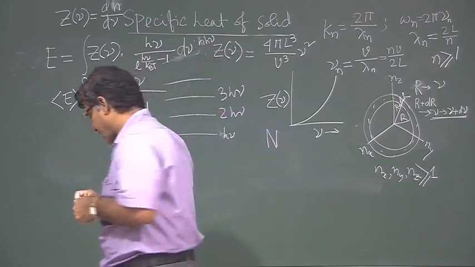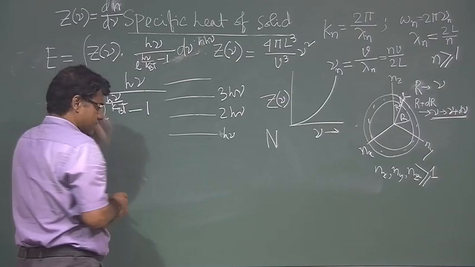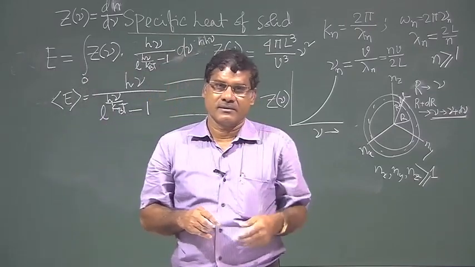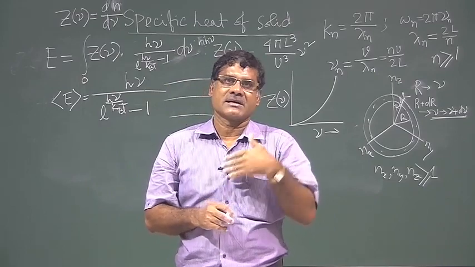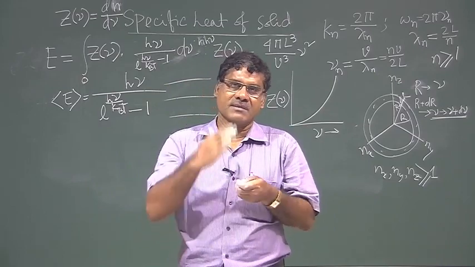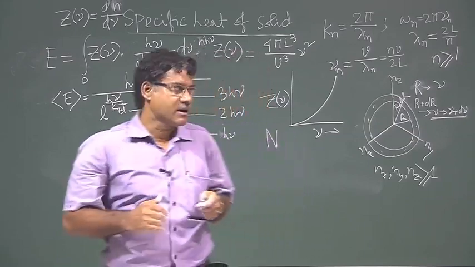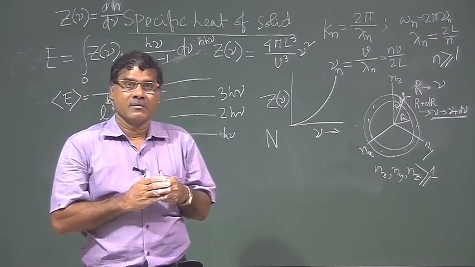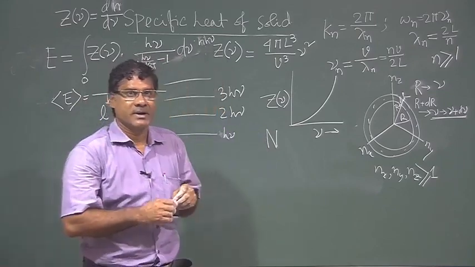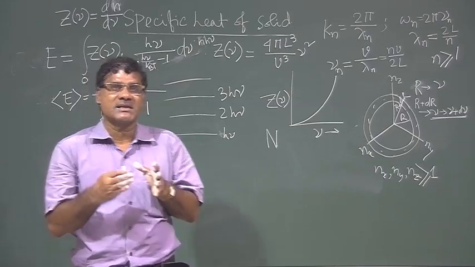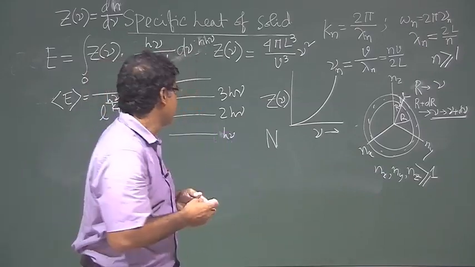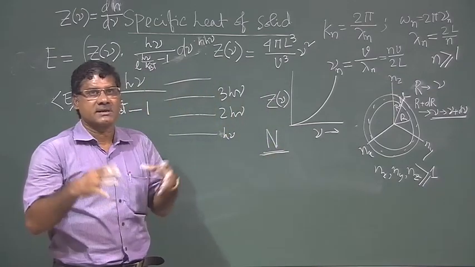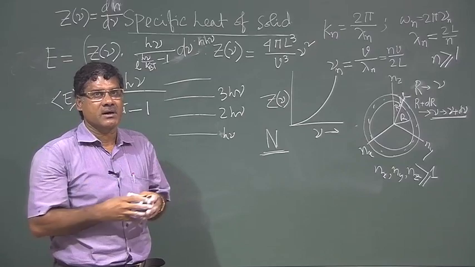But in this case, Debye argued that the frequency cannot be extended up to infinity. There will be a cutoff of the frequency. Okay. So my total modes should not exceed 3N. Why 3N? This is the number of total atoms or lattice points in this solid cube.